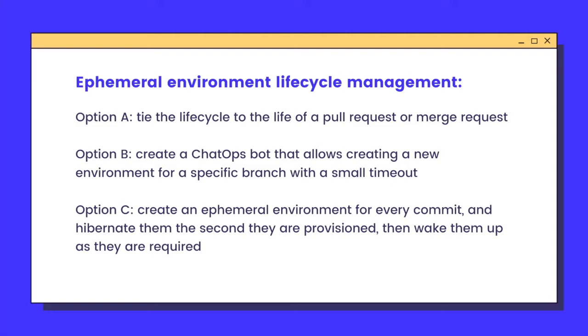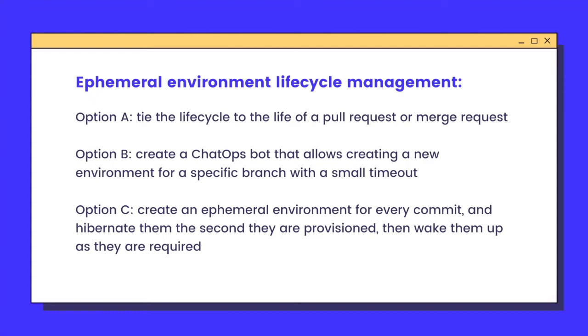Another approach is to create a ChatOps bot that allows creating new environments for a specific branch with a specific timeout. So, for example, a user types /PRBot create in the GitHub issue description, and that could create an environment. Or in Slack, the user could do the same thing. This requires the environment to be provisioned at the time that it's required, which can be slow. And it's, again, hard to tell when to delete these.